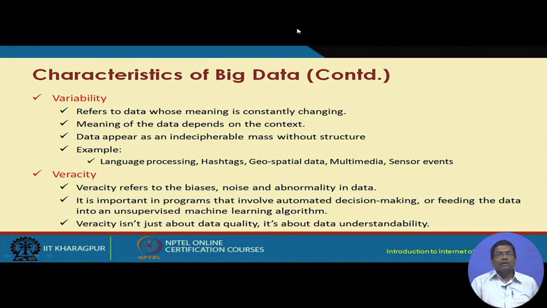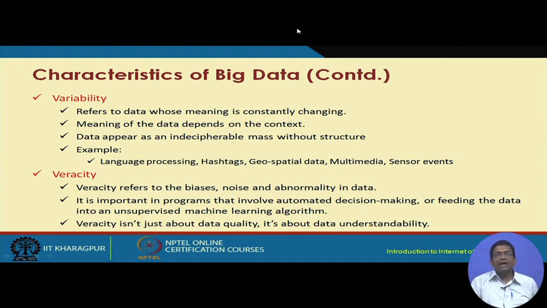So, examples could be language processing. Language is context dependent. Sometimes language processing is context dependent, so the meaning basically varies with context. Hashtags, geospatial data, multimedia, sensor events, and so on.